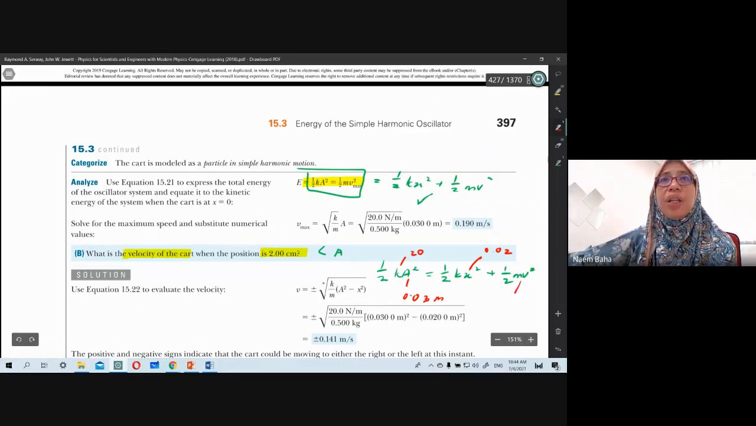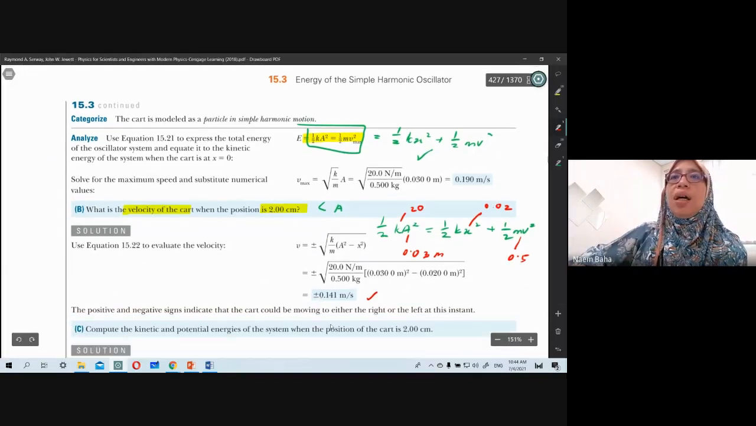Mass, which is 0.5. Alright, so indeed, if you follow with my equation, you will arrive at a similar answer as this one. So plus minus. Don't worry about the plus minus, okay? So basically, if you just left your answer 0.141, it's correct, right?